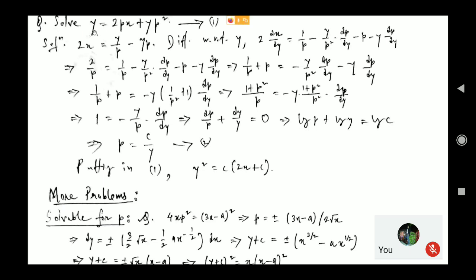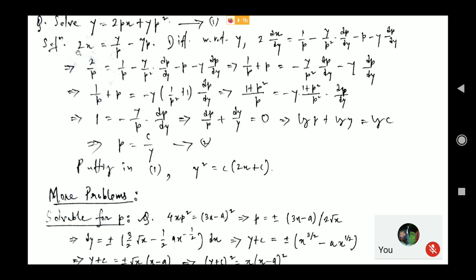See this example, y equal to 2px plus yp square. So it depends on you which method you want to apply. Three cases we are discussing till now. The first one was solvable for p. So if you can do that, no problem. But solvable for p may be slightly more difficult than other ones. Then you had solvable for y. So solvable for y is also possible if you separate y from other variables. But solvable for x is easiest here because only one x is present in this equation.